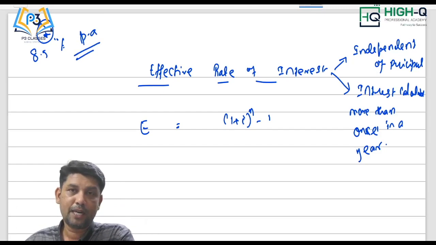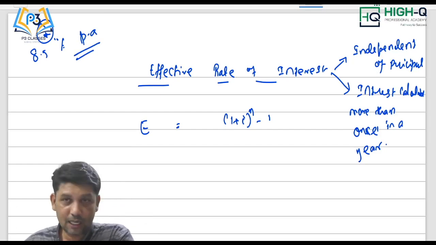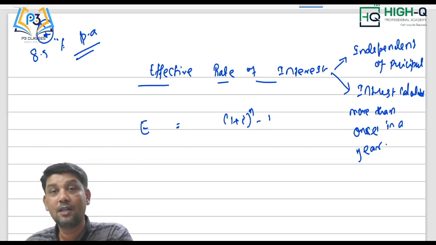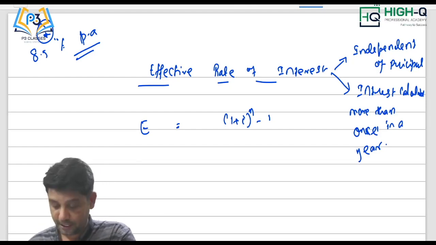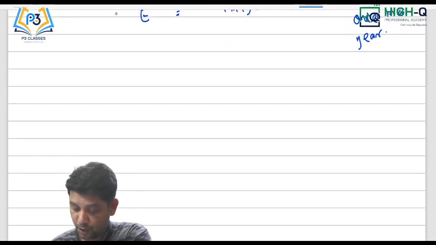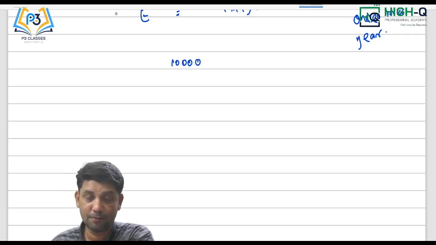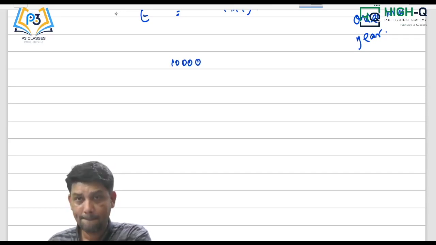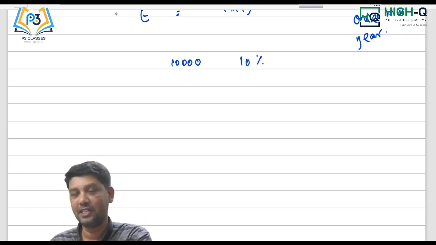Sometimes the bank may calculate the interest on a half yearly basis. Sometimes the bank may calculate interest on a quarterly basis. Sometimes the bank may calculate interest on a monthly basis. For example, look at this, my dear. I'll tell you one big example. 10,000 rupees is the loan amount you borrowed from the bank. Now they say 10% rate of interest. That's what they said.